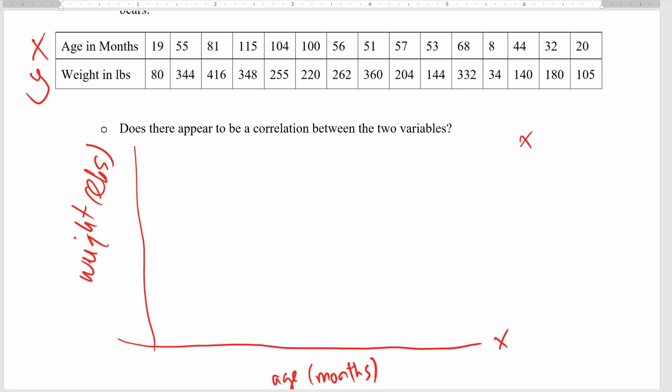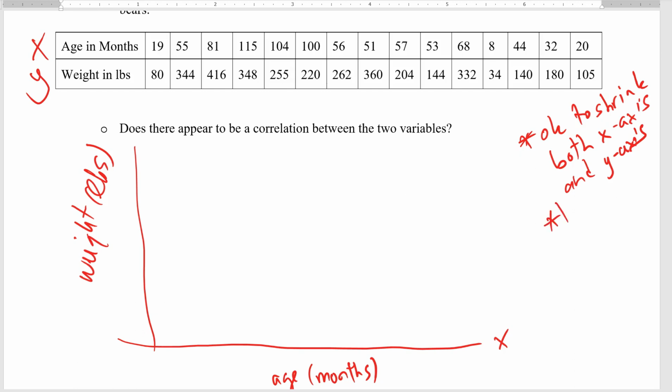Some key features here. This is different than a histogram. We are okay to shrink both the x-axis, which we've done on a histogram. We've shrunk the x-axis before, but we can also shrink the y-axis on this because I'm not trying to look at scale. I'm just trying to see a pattern here. So we are allowed to shrink both the x-axis and y-axis on a scatter plot. Make sure you keep equal scale as we go.